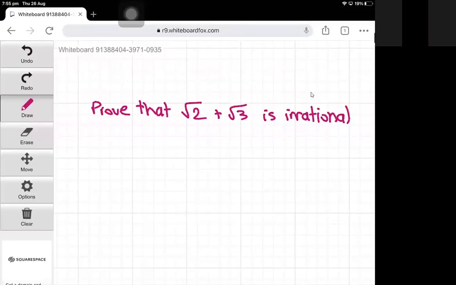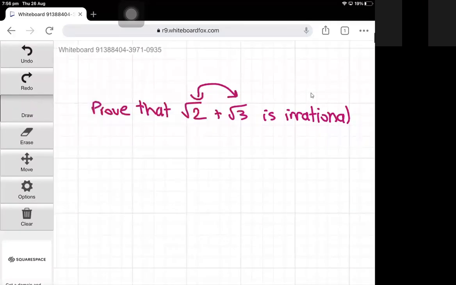Hello, and today we're going to prove that the square root of 2 plus the square root of 3 is an irrational number. Some of you may have seen the proof that the square root of 2 is irrational. And this question with the square root of 2 plus the square root of 3 is a slightly harder version of proving the square root of 2 is irrational. So let's have a look.